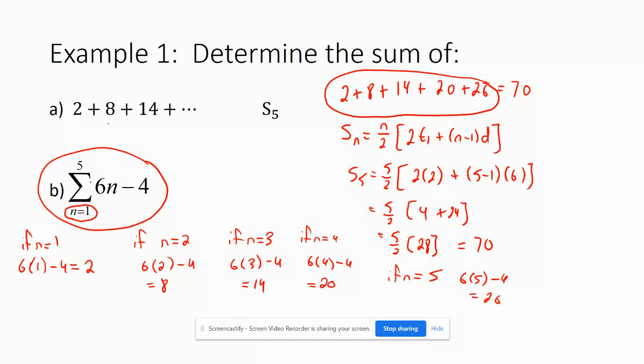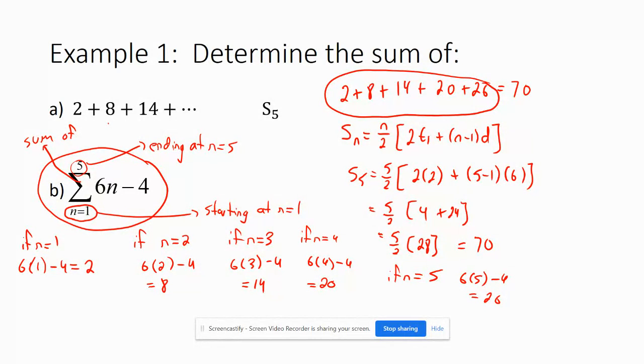The reason I'm stopping at 5, guys, is that we're starting at n equals 1 and ending at n equals 5. Now, what this weird E, the sigma sign, stands for is the sum of.